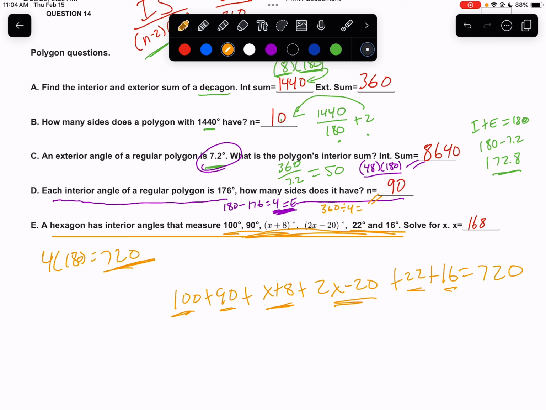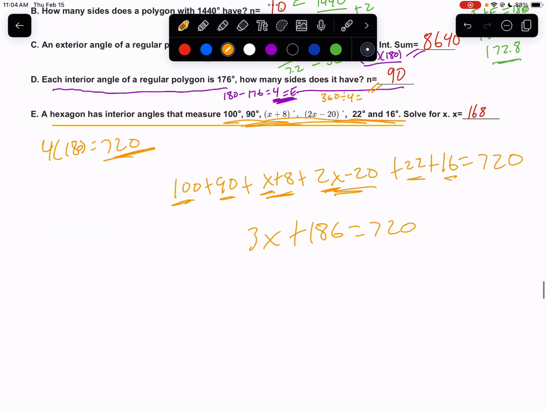So let's clean that up. This would be 100 plus 90 minus 20 plus 16. And then I would have 1x, 3x. So I have 3x plus 186 equals 720. So 3x, subtract that over, 720 minus 186, I get 534. Divide that by 3, I get x equals 178.